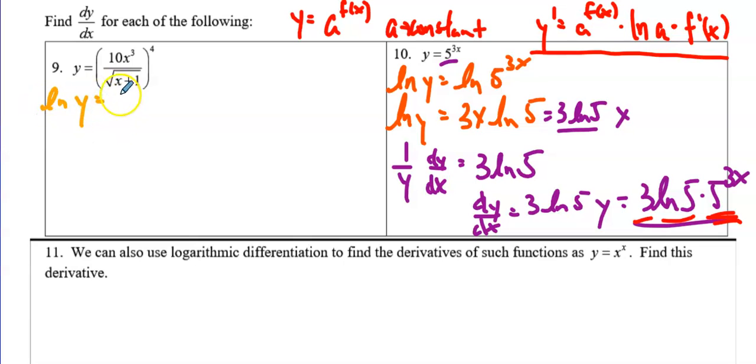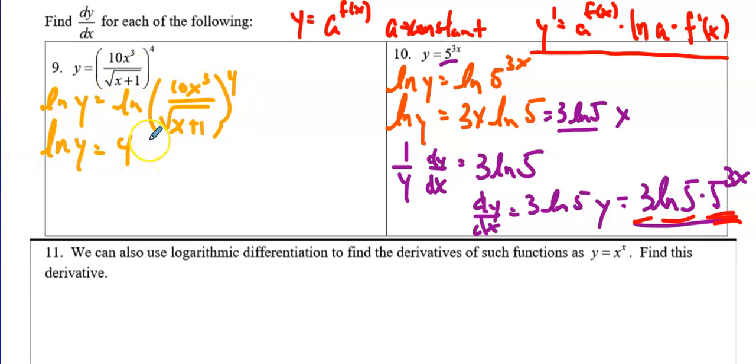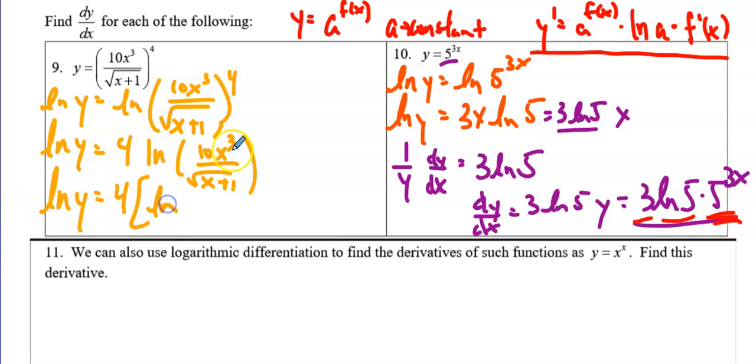Now again, you can use your straightforward chain rule and quotient rule for this problem, but if I do that, then I can go ahead and do the natural log of y equals 4 natural log of 10x cubed all over the square root of x plus 1. So I'm just moving the 4 down. And then the other thing I can do here, guys, is I can write out the natural log of 10x cubed minus the natural log of x plus 1 squared, or to the 1/2 power.